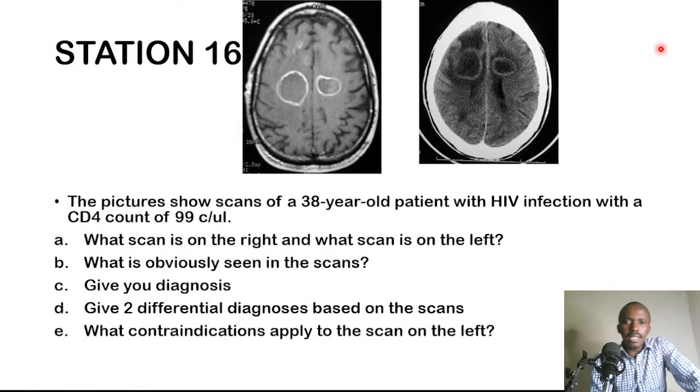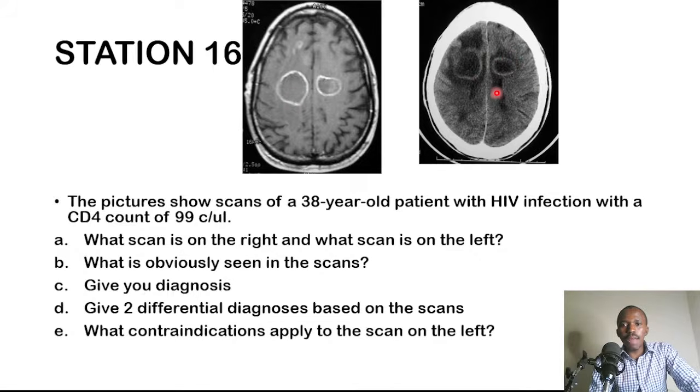Moving on to station 16, the picture shows scans of a 38-year-old patient with HIV infection with a CD4 count of 99 cells per microliter. What is the scan on the right? What's the scan on the left? What is obviously seen in the scans? Give your diagnosis, give 2 differentials based on the scan, and what contraindications apply to the scan that's seen on the left, this one here.